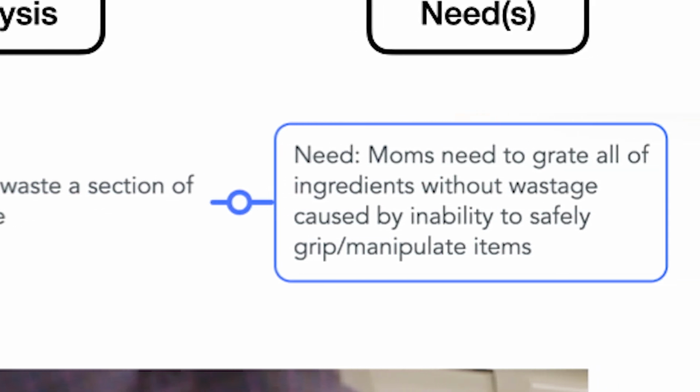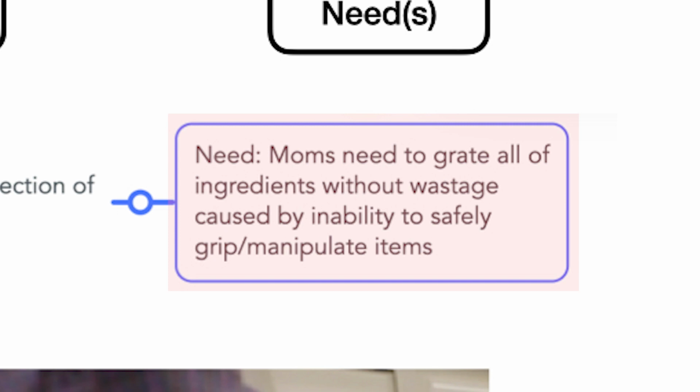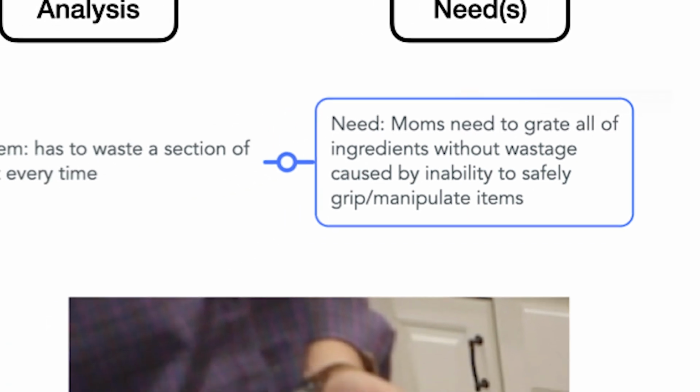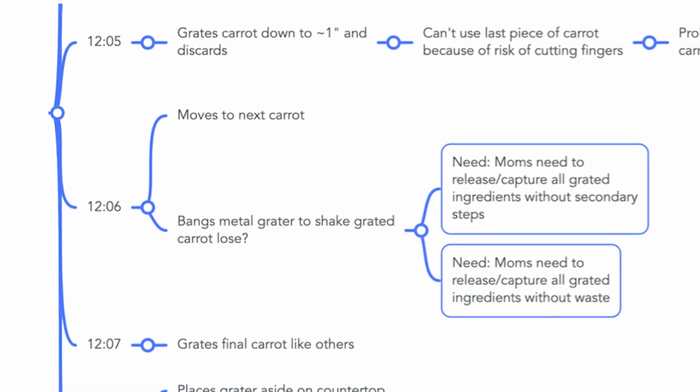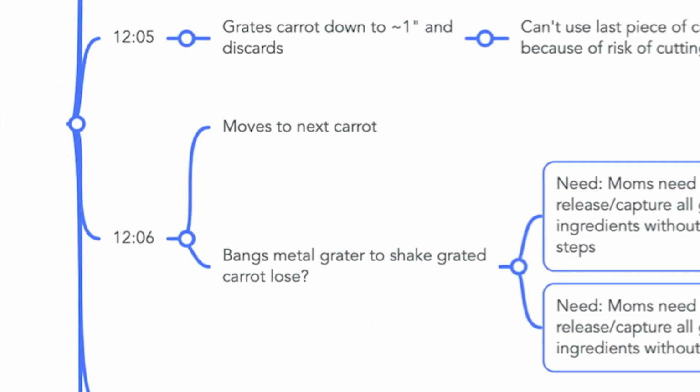Well, actually, mums need to be able to grate all of the ingredients without waste if they can, and do that safely with being able to maintain their grip and manipulate items. So you see a need statement off the back of what we saw happening. At 12:06, we see Mum banging the grater to try and shake free the loose material inside there, the stuff that kind of sticks in the holes.